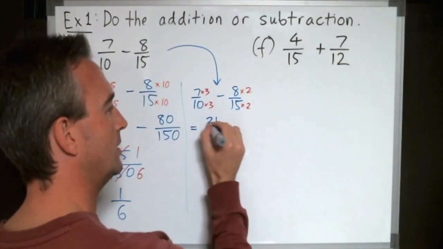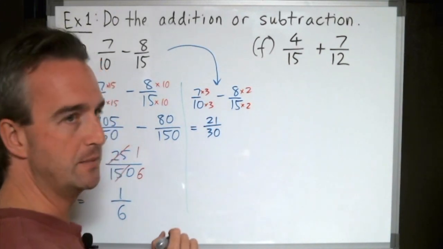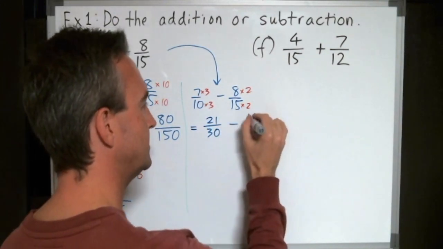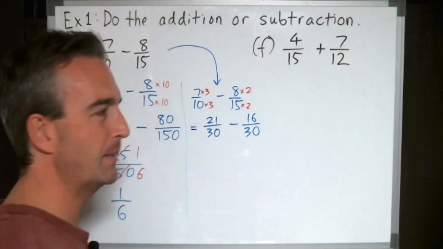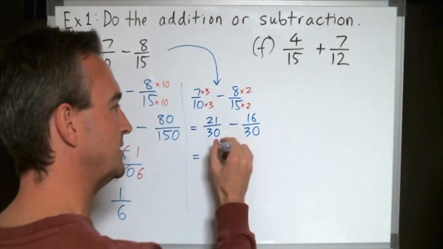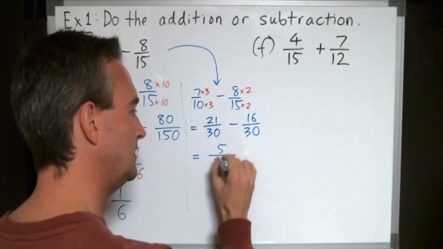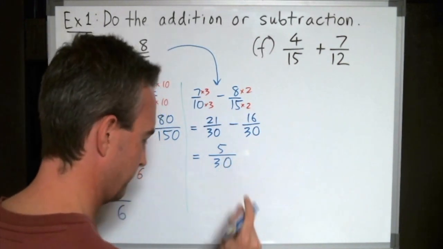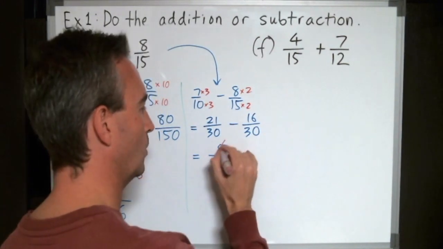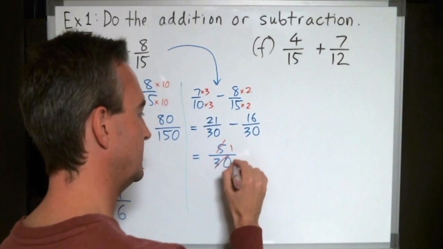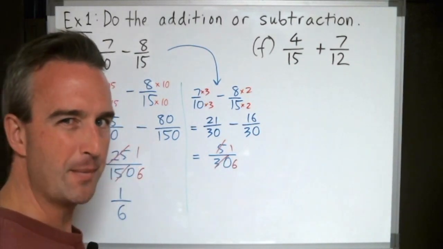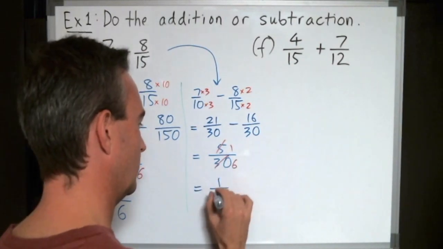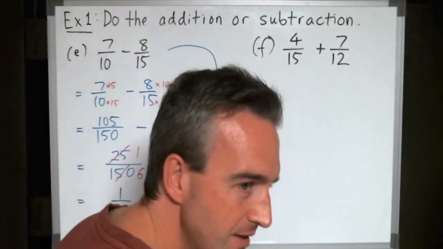Equals 21 over 30. Oh, these numbers are much smaller. Minus 16 over 30. Oh, much nicer. 21 minus 16 is 5 over 30. This can be simplified. 5 goes into 5 once. 5 goes into 30 6 times. See, these numbers are much nicer. 1 over 6. Okay, so there we have it.